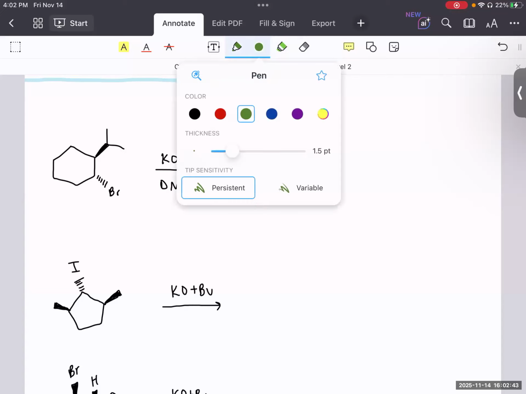But going back to our E2 mechanism, as a reminder, we need to have an antiperiplanar hydrogen available for elimination. And so that means that if on this ring, this bromine is dashed, then we need to have a wedged hydrogen that's on the beta carbon of that leaving group. So here we have the alpha, and then we have two potential beta carbons here. And so for each of these beta carbons, we can draw in the missing hydrogens so that we can identify which one would allow for elimination. And so I drew in all of those.